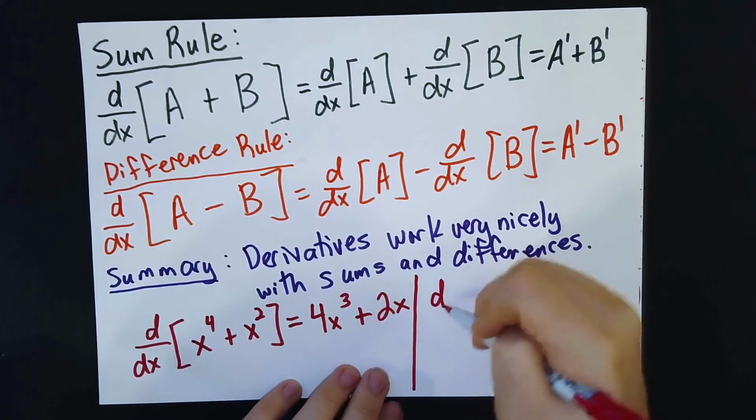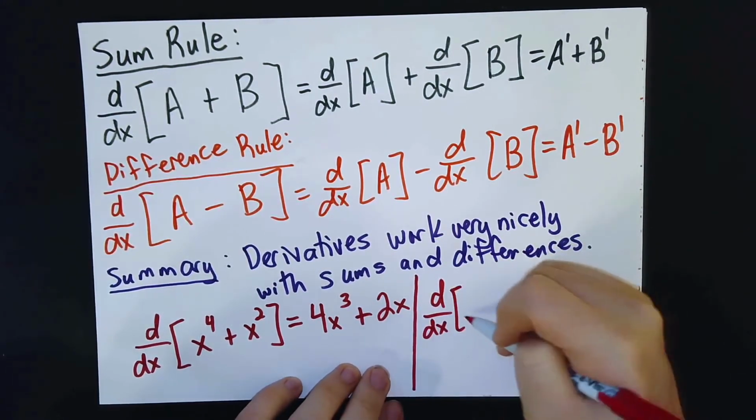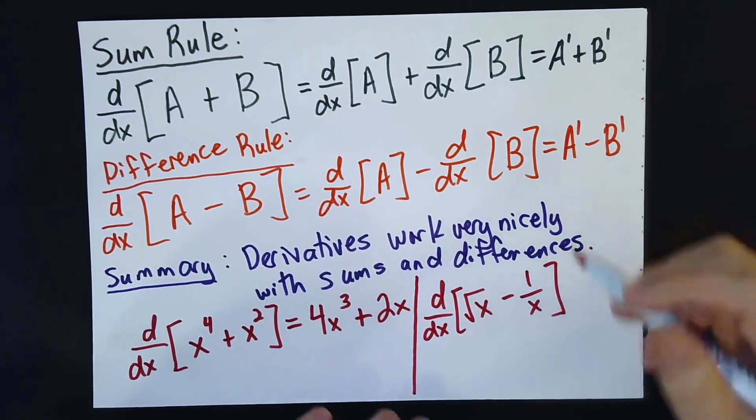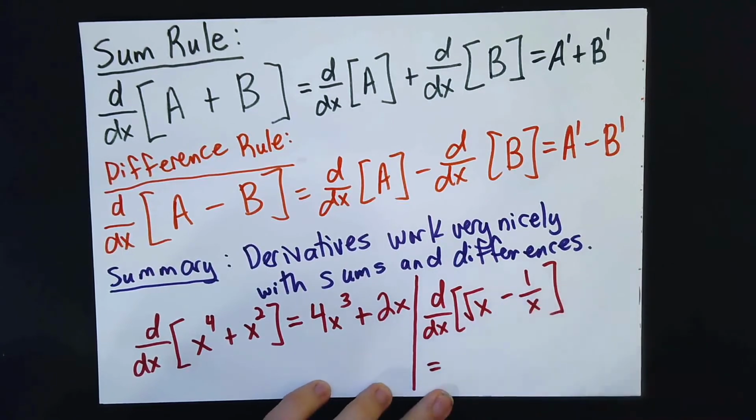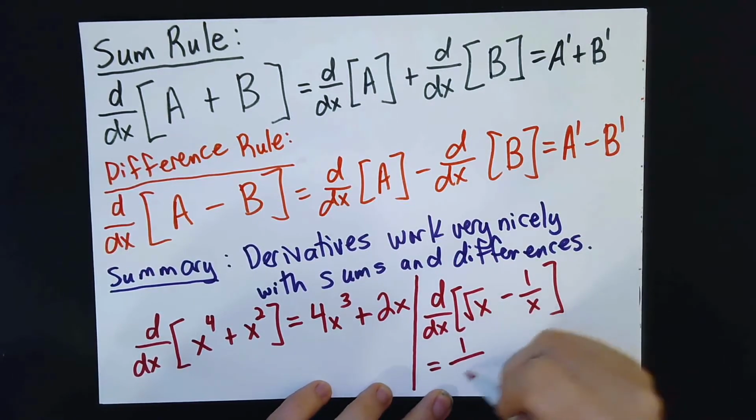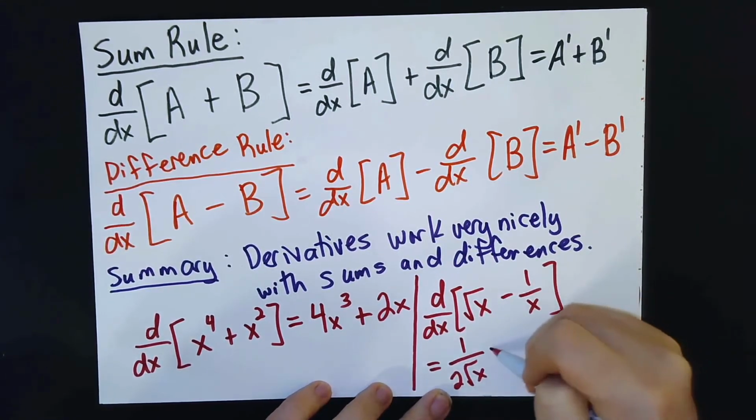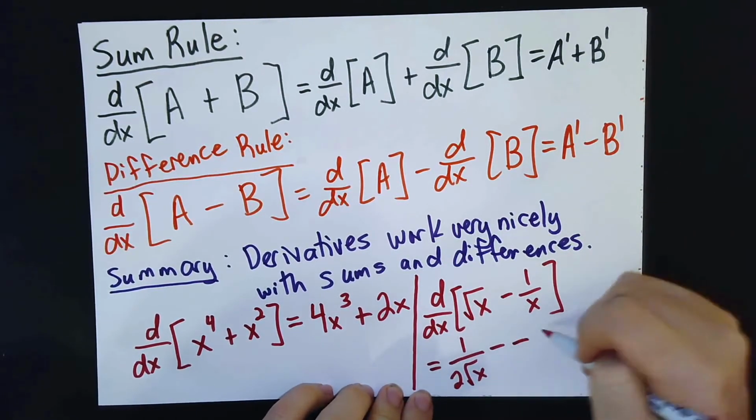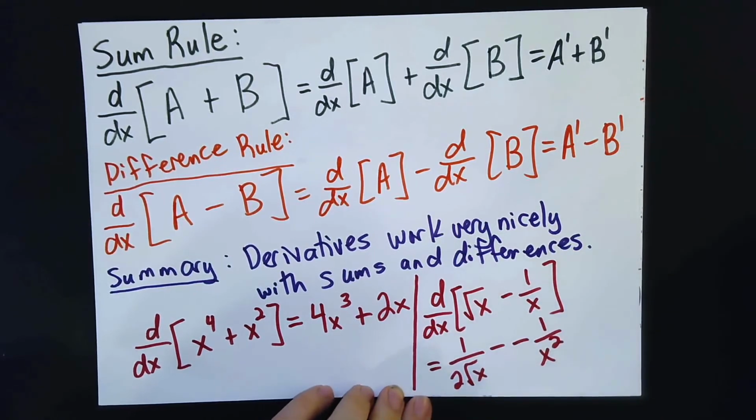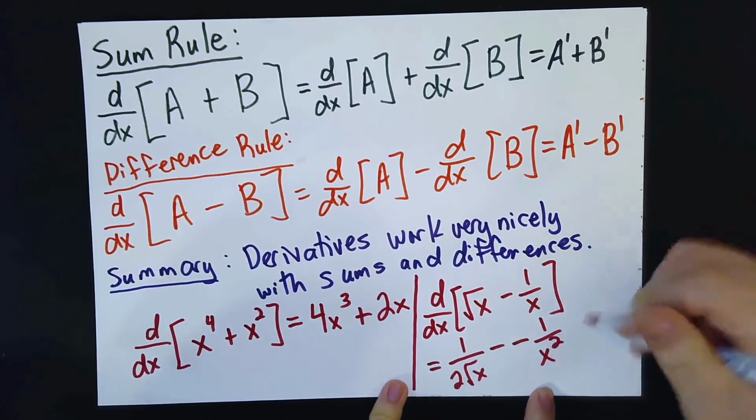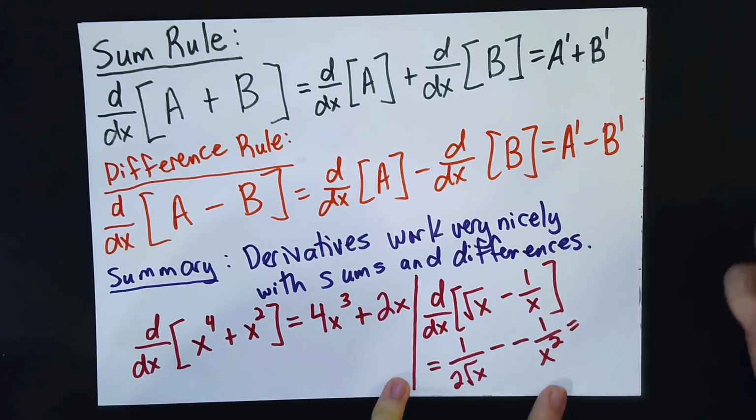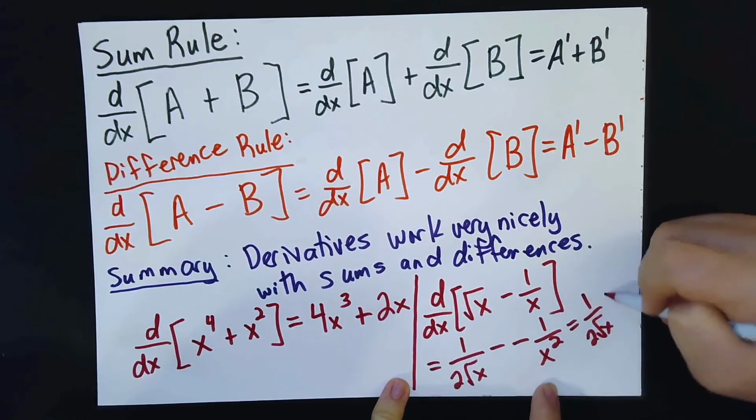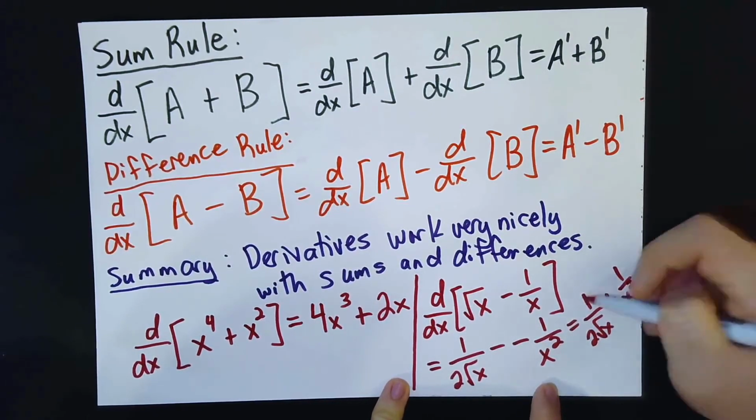Or, similarly, if someone asked you for the derivative of the square root of x minus 1 over x, then we could use our formulas from before. The derivative of square root of x is 1 over 2 root x, minus the derivative of 1 over x, which is minus 1 over x squared, from, again, our shortcut before. And so here, you would get 1 over 2 root x plus 1 over x squared. That would be this derivative.